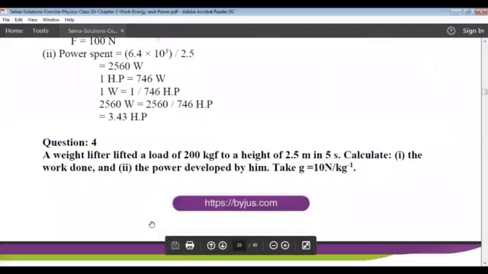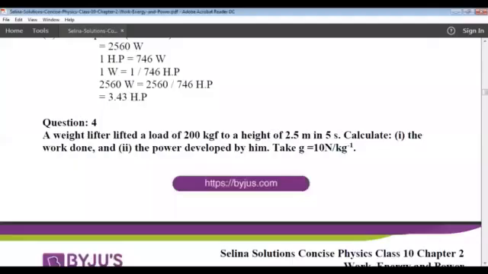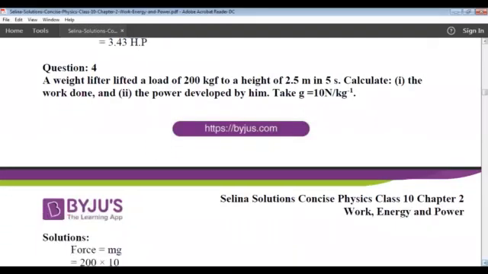Please solve the numericals in your book. Fourth numerical: a weightlifter lifted a load of 200 kgf to a height of 2.5 meter in 5 seconds. Calculate the work done and the power developed by him. So the value of g is given, it is 10 Newton per kg.